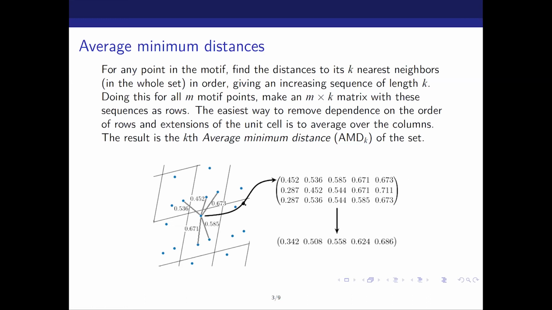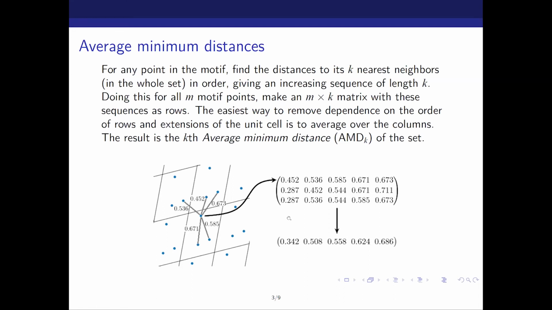And how you construct this matrix is pick any motif point. I've picked this one. We measure the distances to its first k nearest neighbors. So we've got 0.452 and then 0.536. And we just put these distances in order into one of the columns of the matrix. So we get a row of a length 5 increasing sequence. Then do that for every motif point, and we get 3 rows.